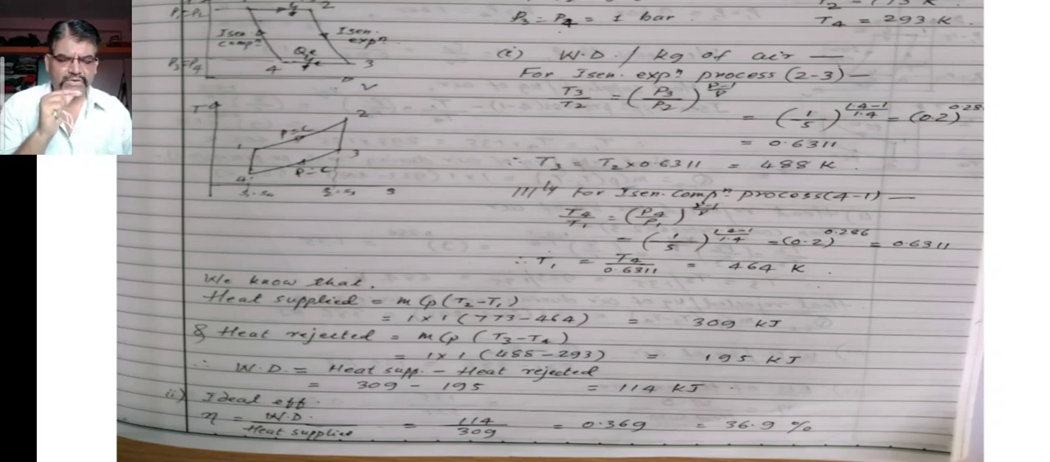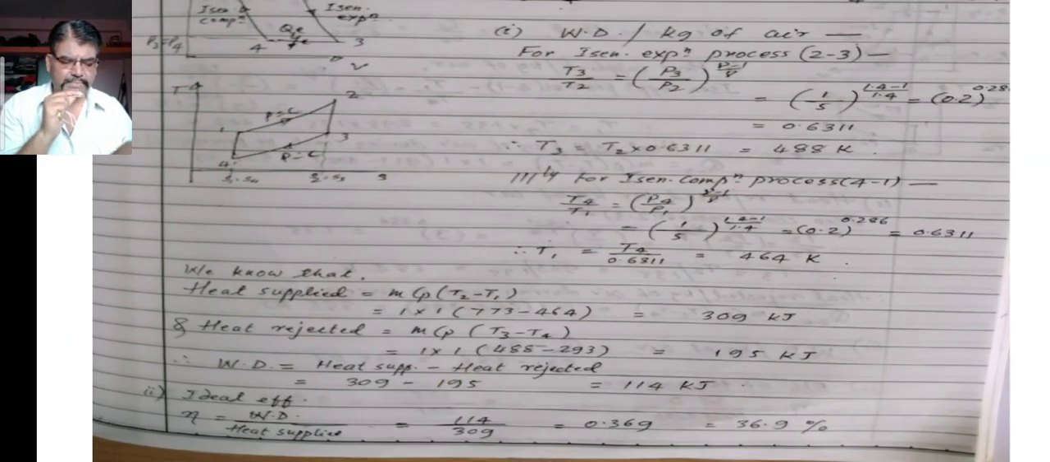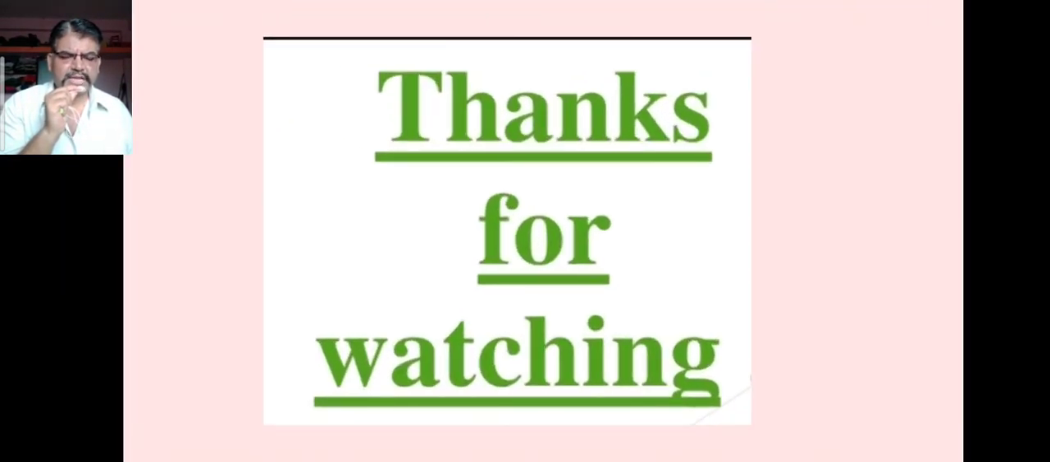And the second thing I have to calculate is ideal efficiency, that is work output divided by heat supplied. Work output we have, that is 114, divided by heat supplied, 309, is equal to 0.369. Therefore the answer is 36.9 percent.